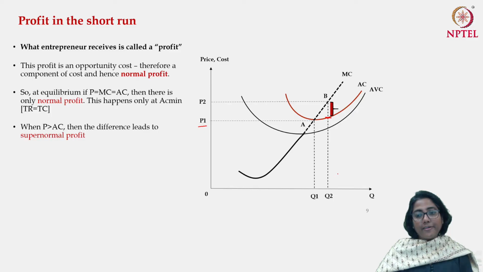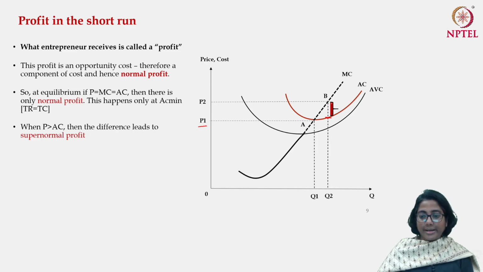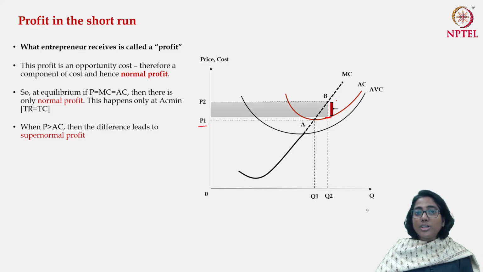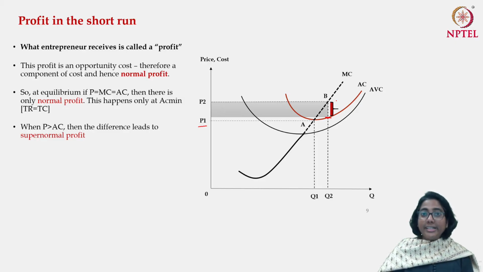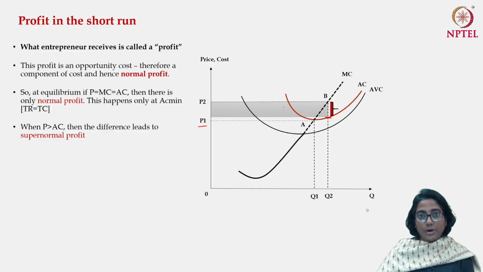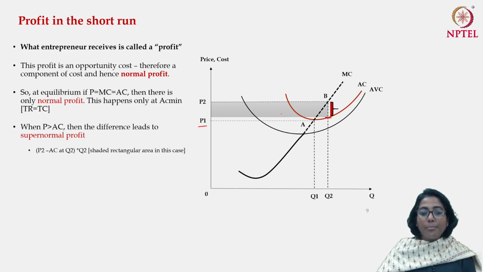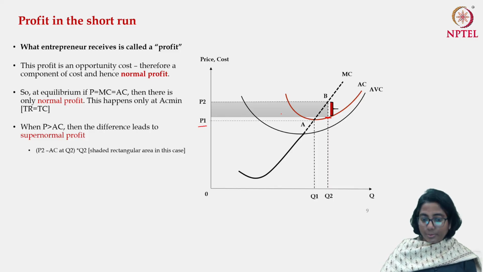And then I will see that the difference between the price and average cost is actually this distance marked by red here. So the price is higher than average cost by this amount per unit. If that is the case, then what is the total supernormal profit that I am earning? So what is my TR, total revenue minus total cost? This shaded area is actually my total revenue minus total cost. What does this area capture? You see this captures P2 minus average cost at Q2 multiplied by Q2. So this is the supernormal profit that you have.